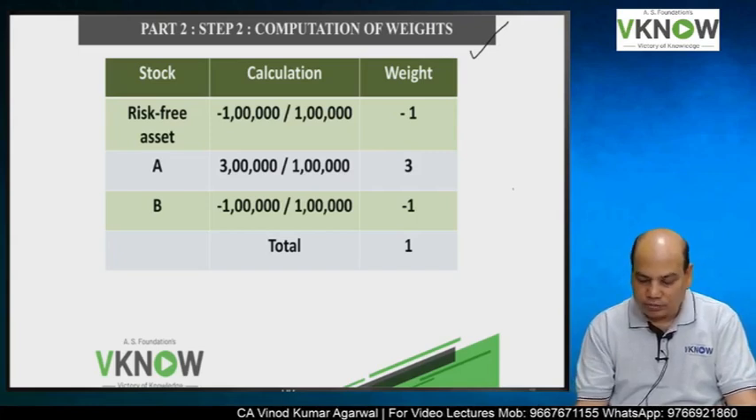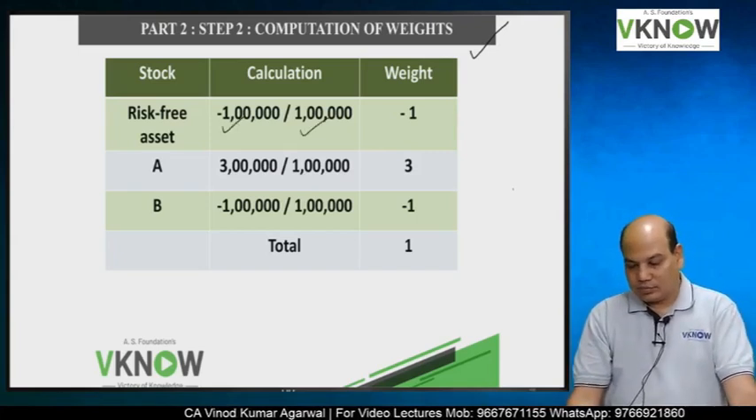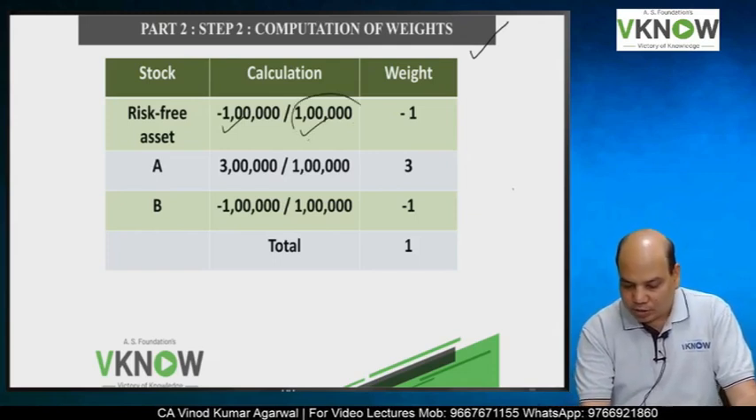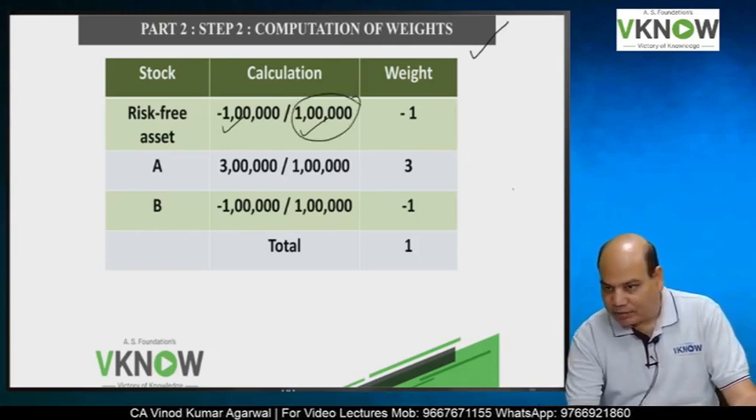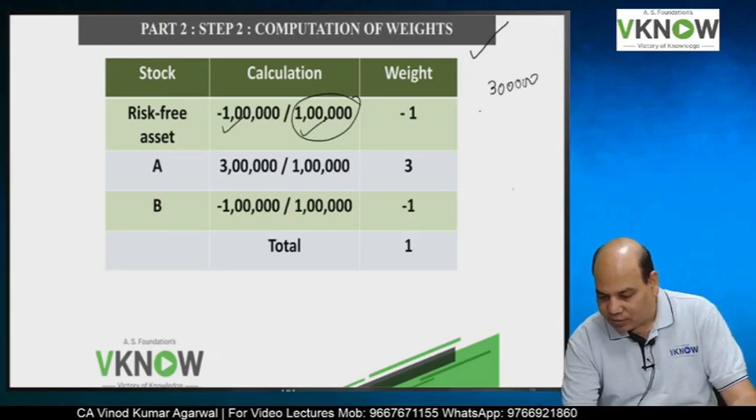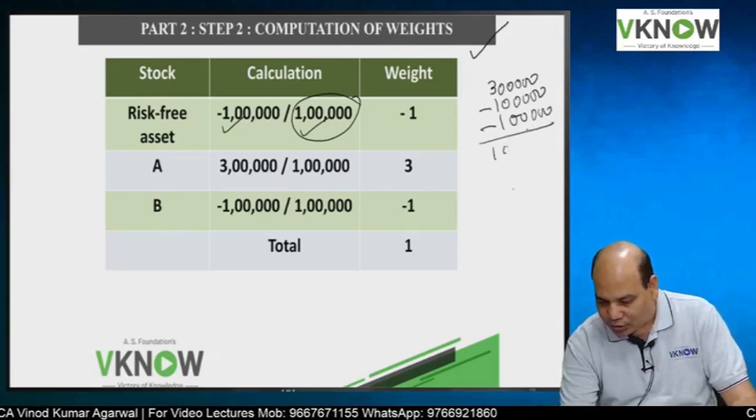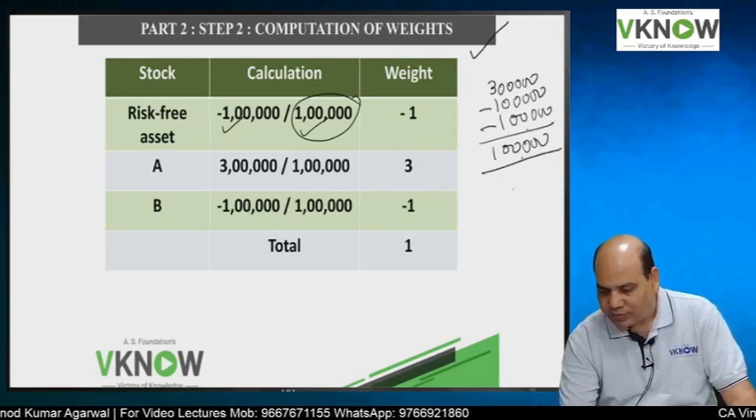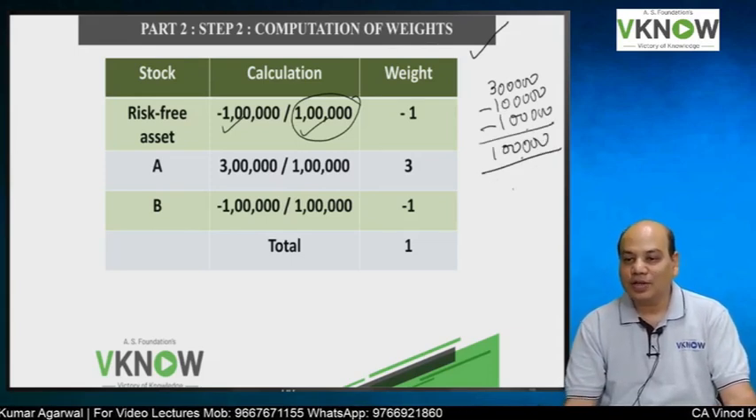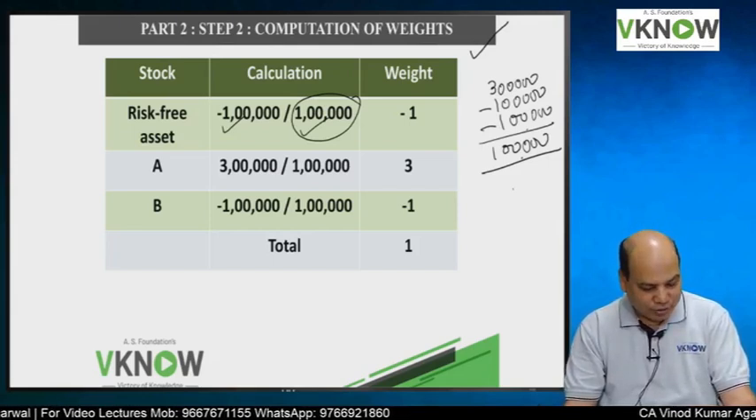Risk-free asset, write down minus 1 lakh divided by 1 lakh. Why 1 lakh rupees in the denominator? 3 lakh is the investment in A. 1 lakh is borrowing. 1 lakh is short sale of B. So the total will be 1 lakh. Write down. Total is 1 lakh.